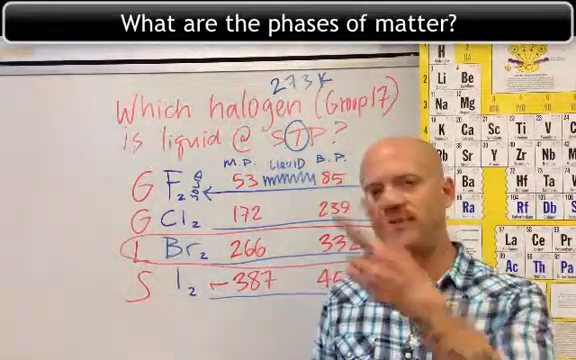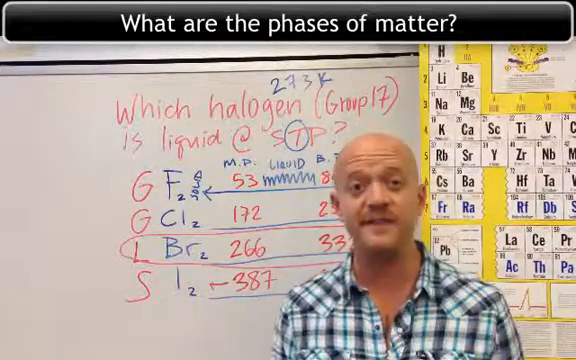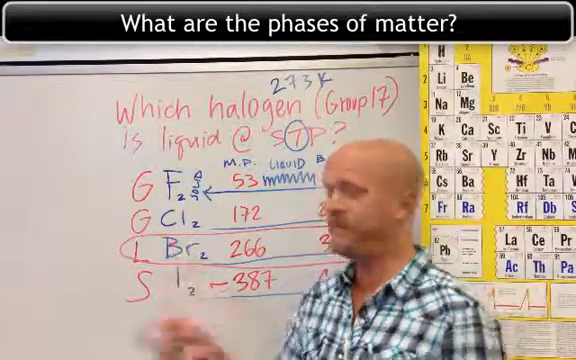In fact, there are only two elements that are liquids at STP. Here's a challenge. See if you can figure out which one it is. Bromine, there's one other one.